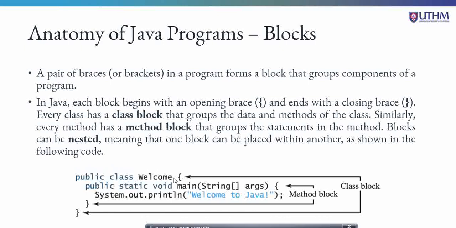Inside class Welcome, we have a method, the main method. So this is the opening bracket for the main method, and this is the closing bracket for the main method. We can also have a nested block. Let's say we have another function other than the main function, in the middle of this one. Then we have a nested block inside this function.